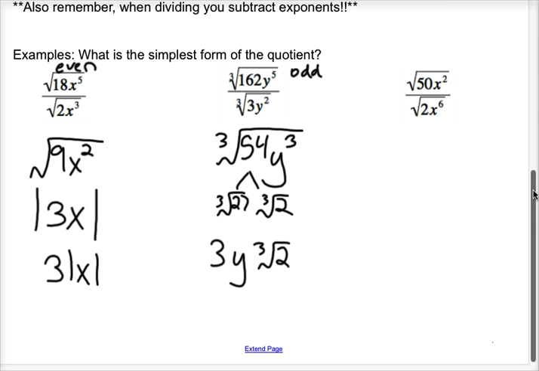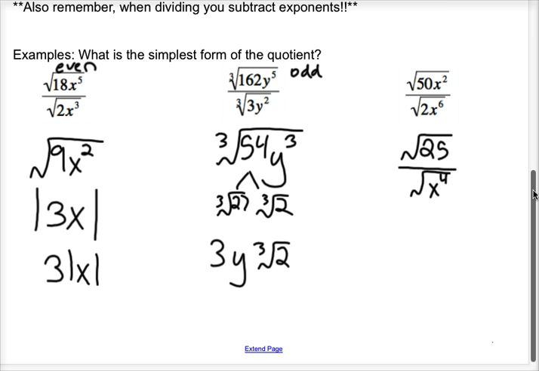All right. Looking at our next one. The first thing I'm going to do is simplify this. 50 divided by 2 leaves me with 25. And now x squared divided by x to the 6. So 2 minus 6 leaves me with a negative 4. What that negative exponent means is I'm going to have it on the bottom instead. So that x to the 4 is actually going to be on the bottom.